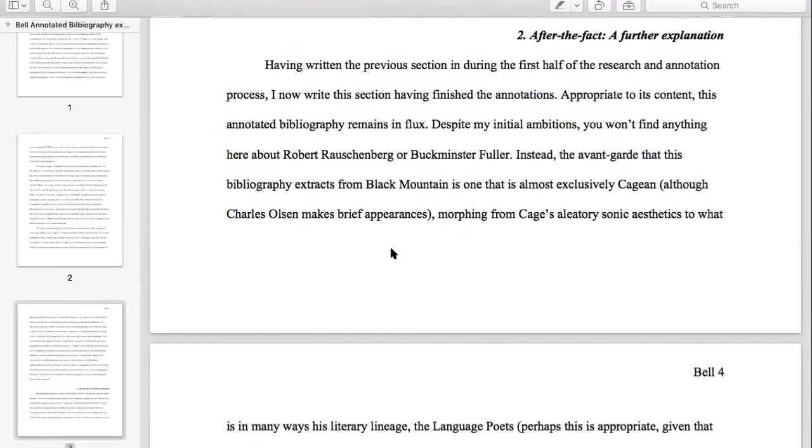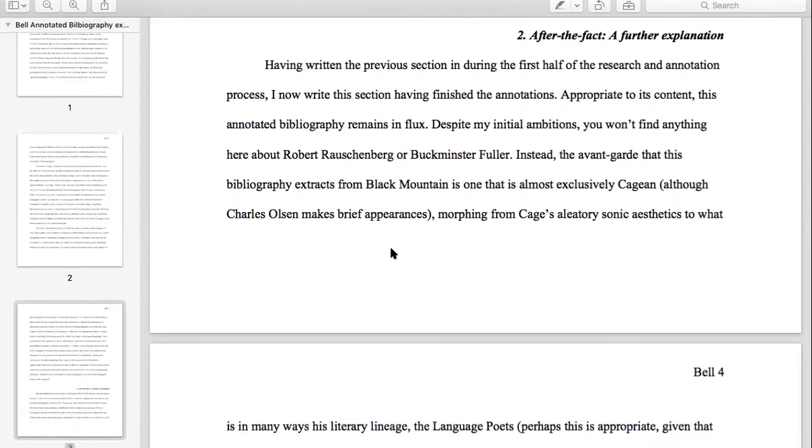We can now look at the conclusion, which, as I said, is the second section. And in this conclusion, I note, like in your conclusion, that some things have changed. I write, having written the previous section in the first half of the research and annotation process, I now write this section having finished the annotations. Appropriate to its content, the bibliography remains in flux. Despite my initial ambitions, you won't find anything here about Rauschenberg or Buckminster Fuller.